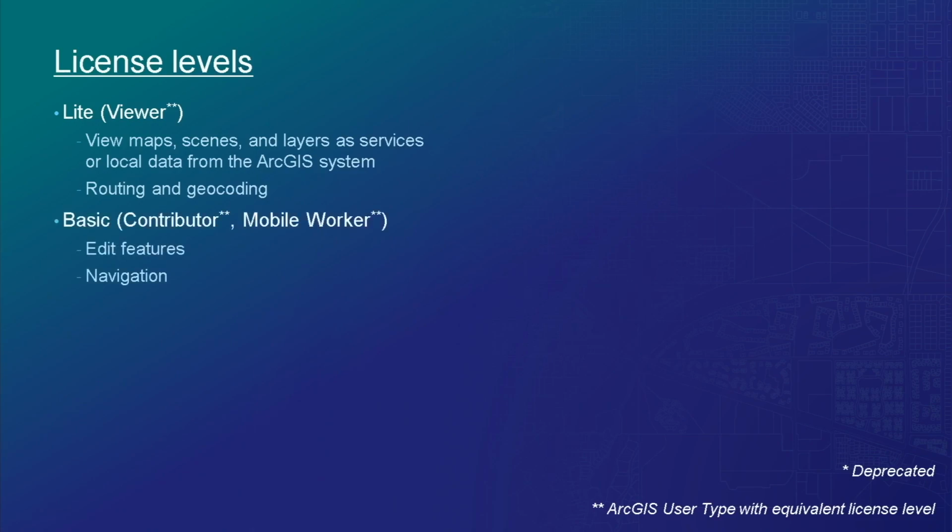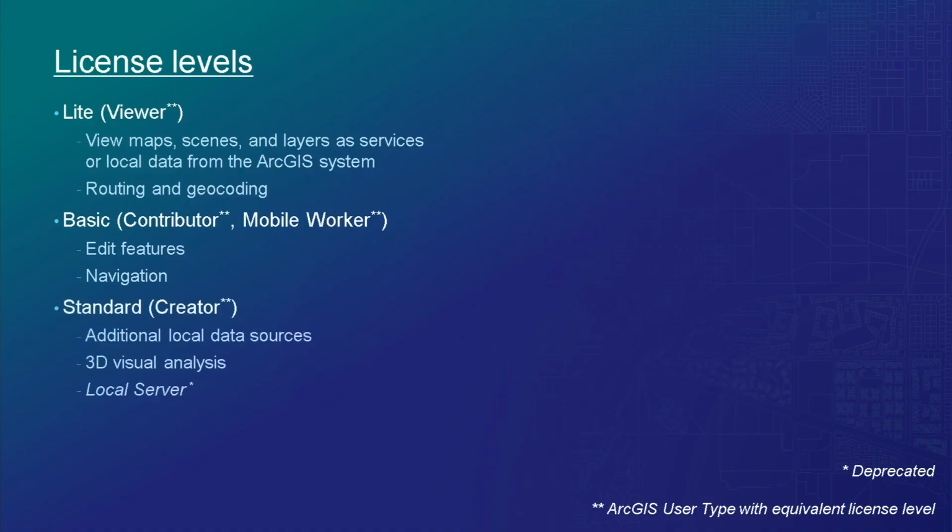But if you transition into the next level, which in this case, you're looking at the first paid tier, basic, synonymous with contributor and mobile worker user types. This is where you might land if you start editing features, right? Especially if you're editing private data. That means data that's behind a network or requires authentication, requires a basic license. If you want to use our navigation API, turn-by-turn directions, requires a basic license, right? So two key pieces there at basic.